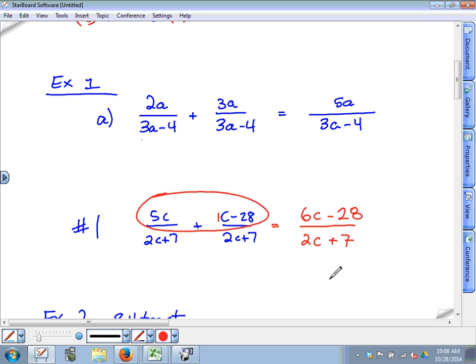Is there any real difference between adding two fractions and subtracting two fractions? Not much difference at all. So see what you can make of this one here. This is on your page.